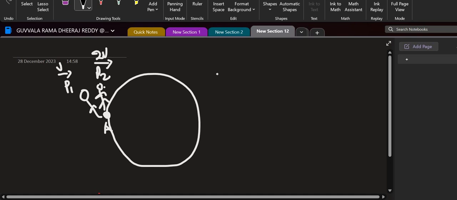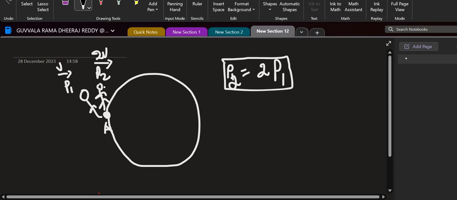You understood it. Person two is moving at double the speed of person one. Okay, all clear now. The situation is that person one and person two are going in the same loop multiple times.